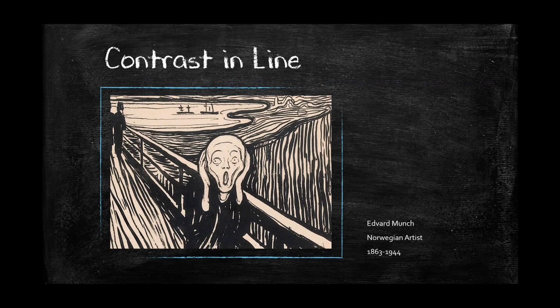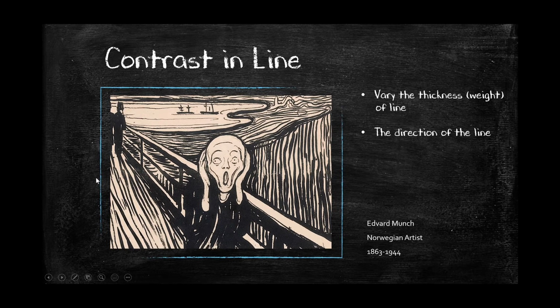In this work of art by Edvard Munch, you can see contrasting lines. For example, they vary in weight or thickness. Some are thick, some are thin. We also have lines that are different directions creating contrast. Some are more vertical, some are more diagonal. We also have different kinds of lines like freehand versus mechanical.